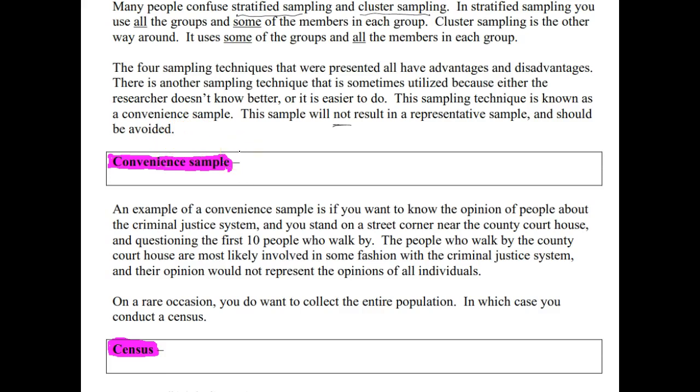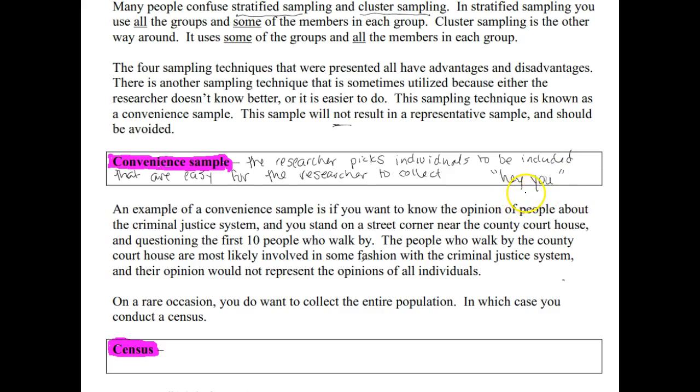So a convenience sample is one where the researcher picks individuals to be included that are easy for the researcher to collect. Sometimes I call this the hey you sampling method.